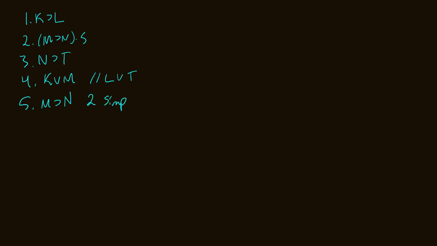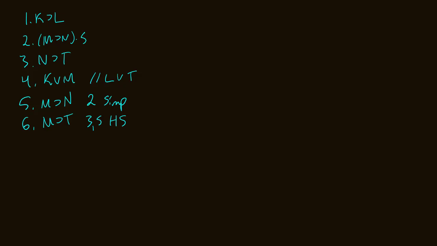All right. The next thing I see is that from lines 3 and 5, we can get M then T. So M then T comes from lines 3 and 5 and hypothetical syllogism. So now we have M then T. We also have K then L. We have K or M.